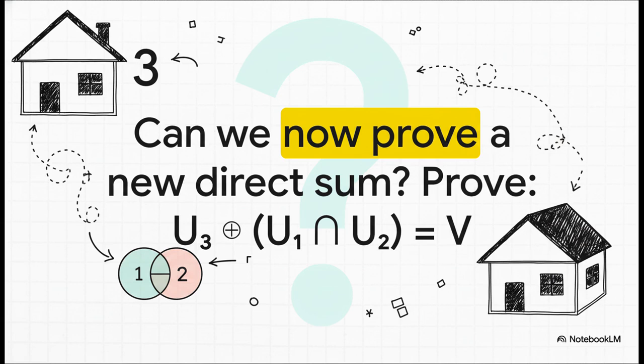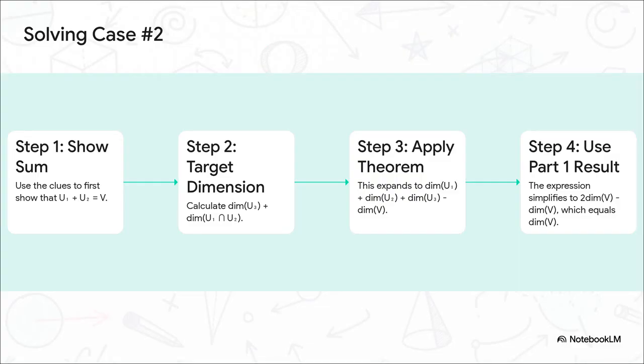Can we prove that room 3, combined with the shared part of rooms 1 and 2, also makes a perfect puzzle piece fit of the whole house? If you look closely, that looks an awful lot like one of the original clues we were given, just with the numbers shuffled around. Isn't that interesting? We're going to use the exact same detective method here. So first, a little side work with our original clues shows that rooms 1 and 2 combined also cover the whole house. Okay, good to know.